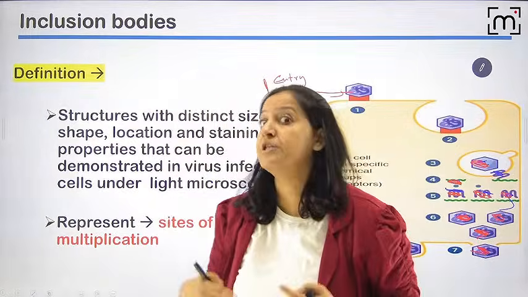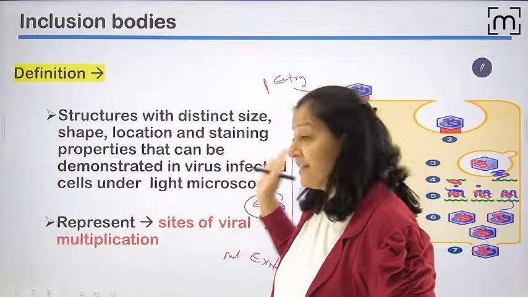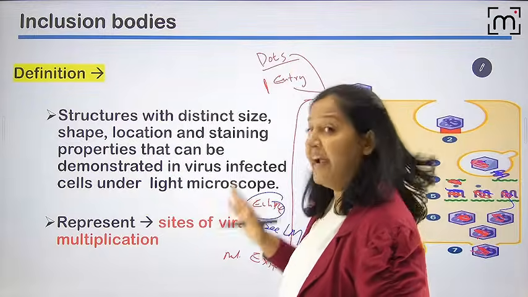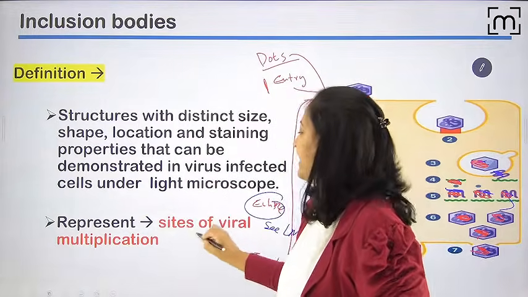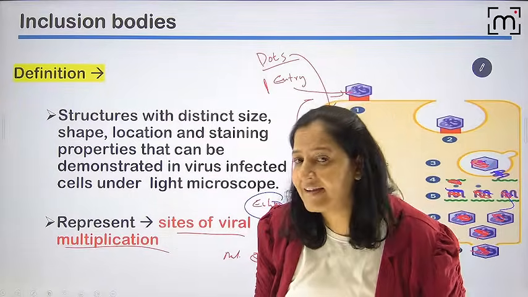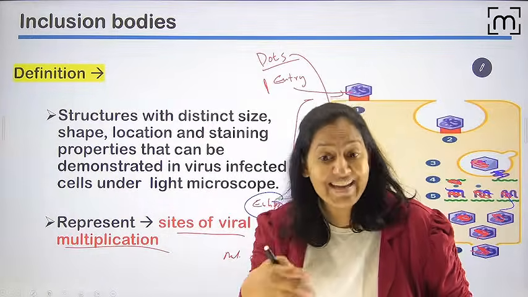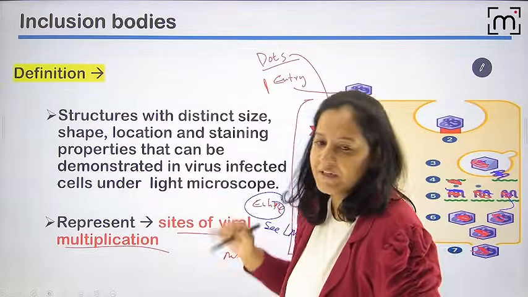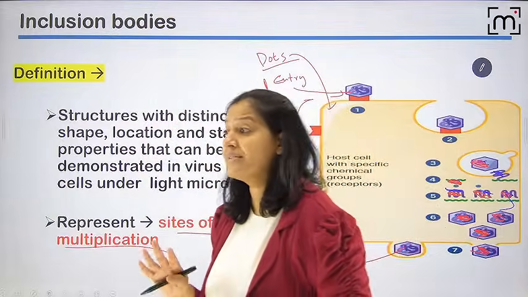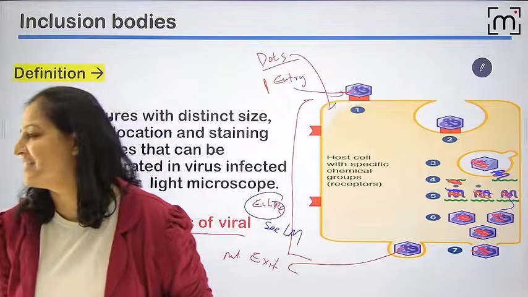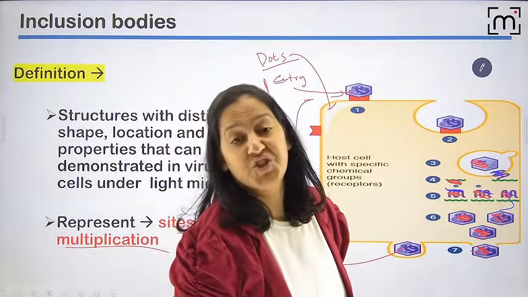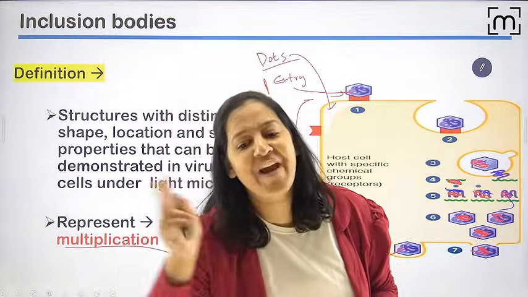If inside a human cell I am getting these dots, it is an indirect indicator that the virus is multiplying inside that cell. That cell is virus infected. I can't see a virus, but I can see dots, and that is the indirect indicator that the virus is trying to multiply inside that cell. It's a virus infected cell. We can use this for diagnosis. Although it's not a direct indicator, it's an indirect indicator. That is the meaning of inclusion body: the dots, the fragments of the virus.